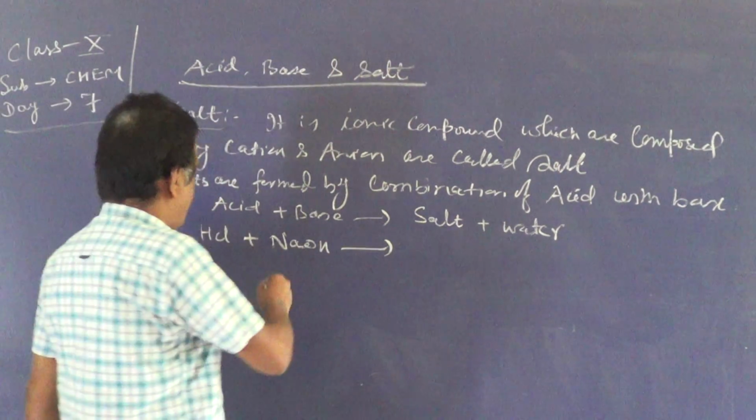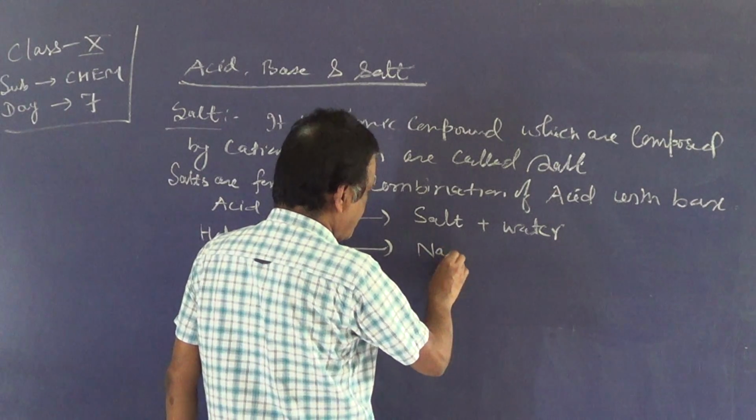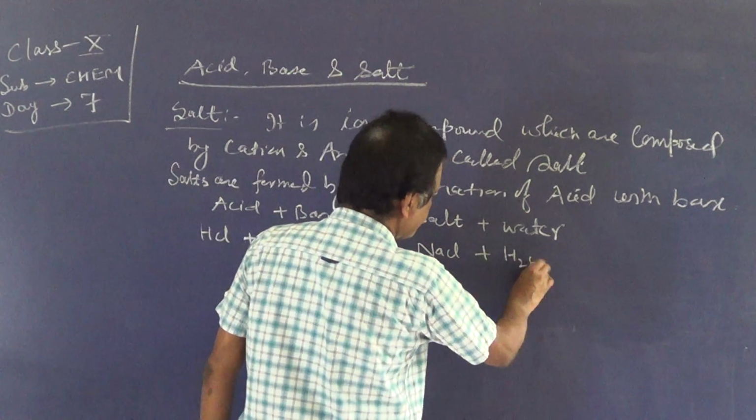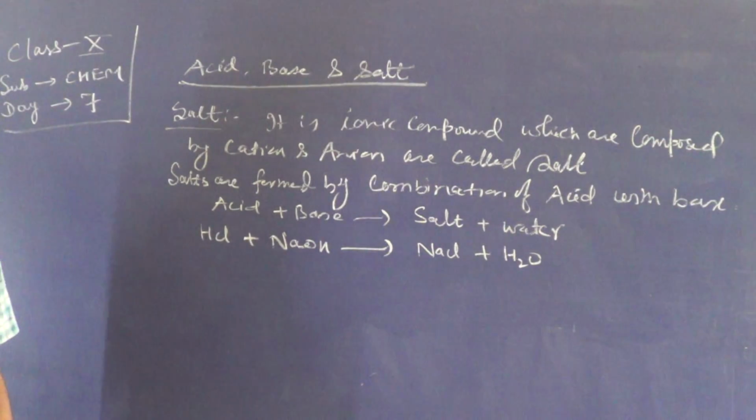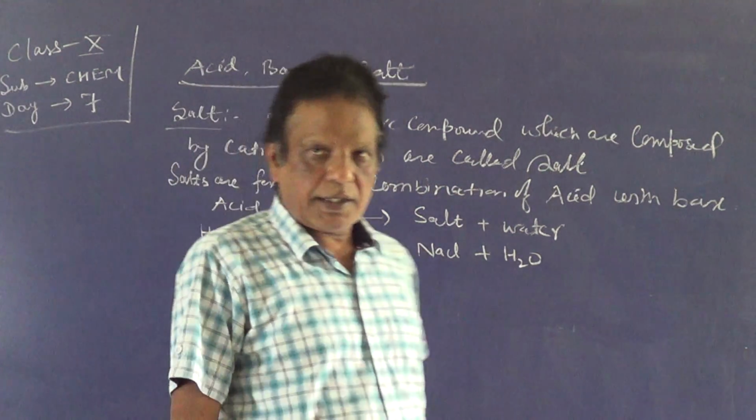What salt is formed? Sodium chloride, NaCl, plus water. Sodium chloride salt is formed. Okay. So what are the types of salts?